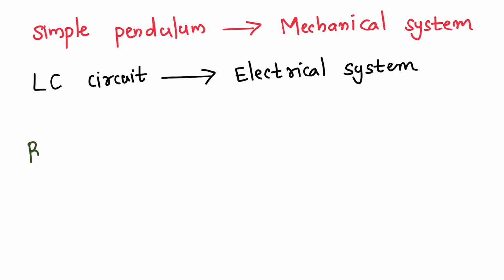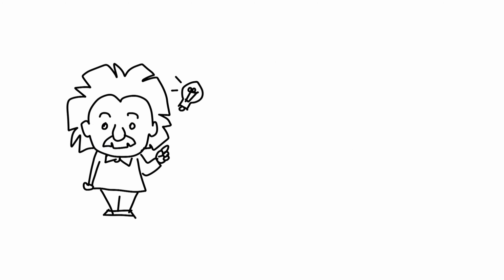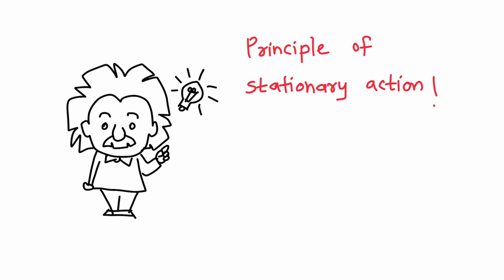Do you know both of these different systems can be described by the same rule? It's called the principle of stationary action. In this video, I will explain what this principle means. Before explaining the principle, we first need to understand a concept called action.